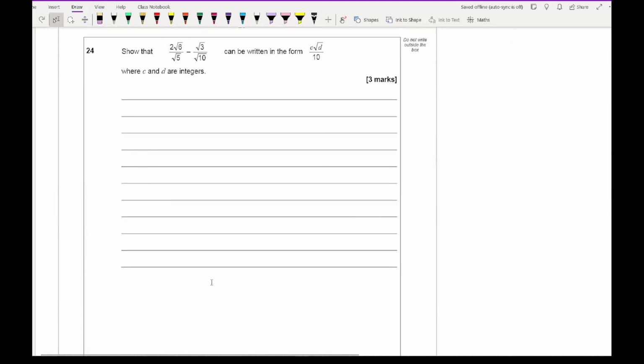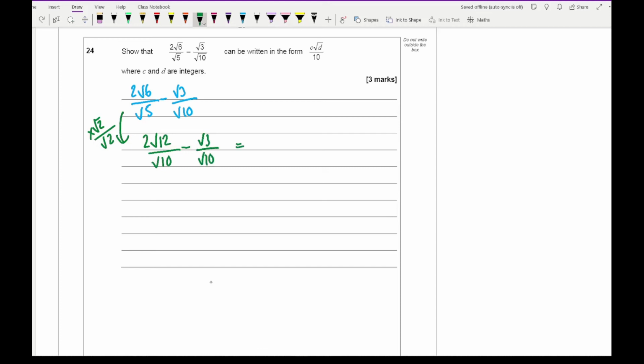Moving on to question 24, which looks at surds. It says show that 2 root 6 over root 5 minus root 3 over 10 can be written in this form. So first things first, let's get a common denominator. So here we've got a common denominator of multiplying by root 2. So if I multiply this fraction by root 2, then what I end up with is root 12 over root 10 minus root 3 over root 10.